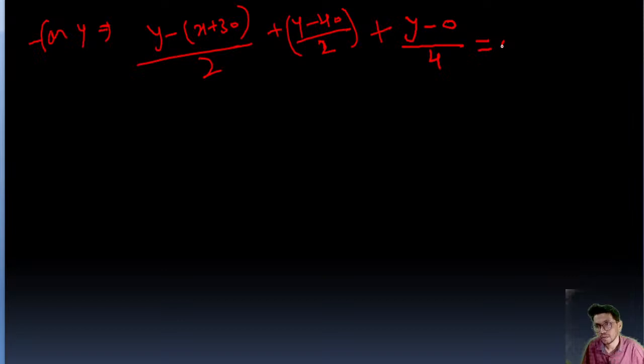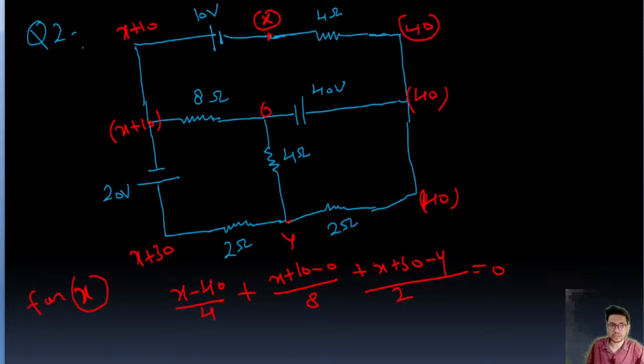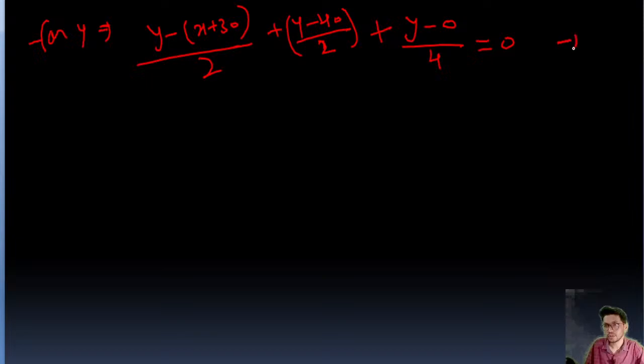Y minus 0 upon 4 equal to 0. Now this is equation 1, and simple, right? So we'll get the equation in x and y, and then we'll solve it and find the value of x and y. And then we can easily find the current. Okay, so guys, I hope you have understood it.